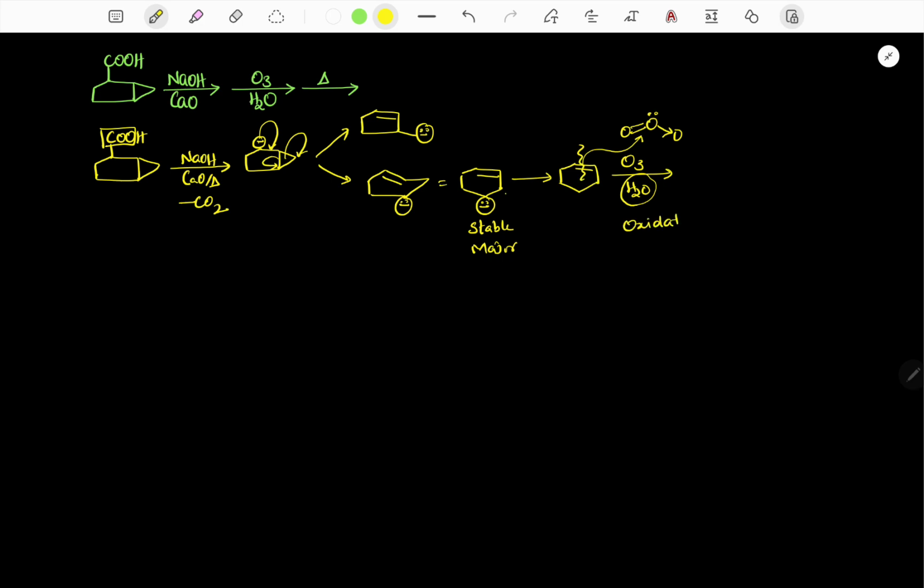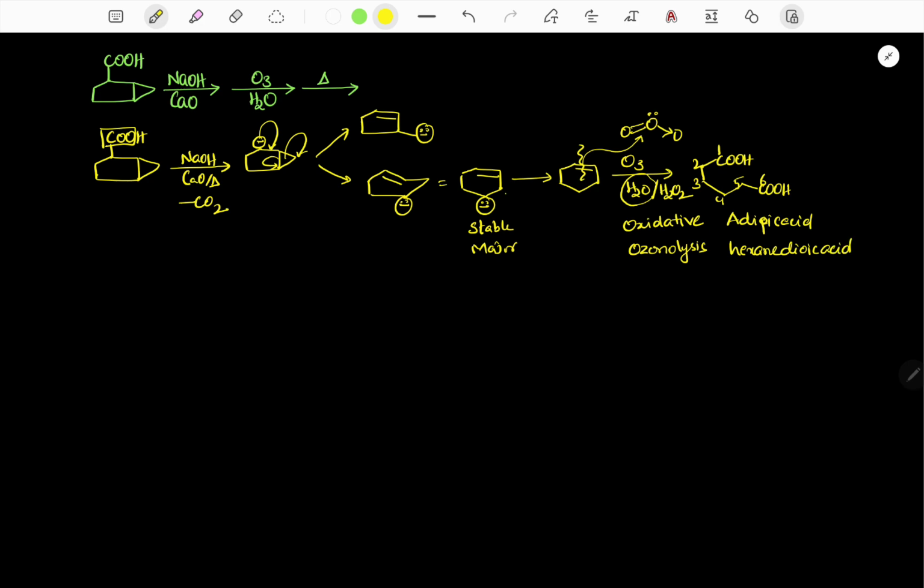It is oxidative ozonolysis. In place of H2O we can also take H2O2. Therefore the final product is carboxylic acid and carboxylic acid. It is 1, 2, 3, 4, 5, 6. It is adipic acid. It is adipic acid and also called hexanedioic acid.